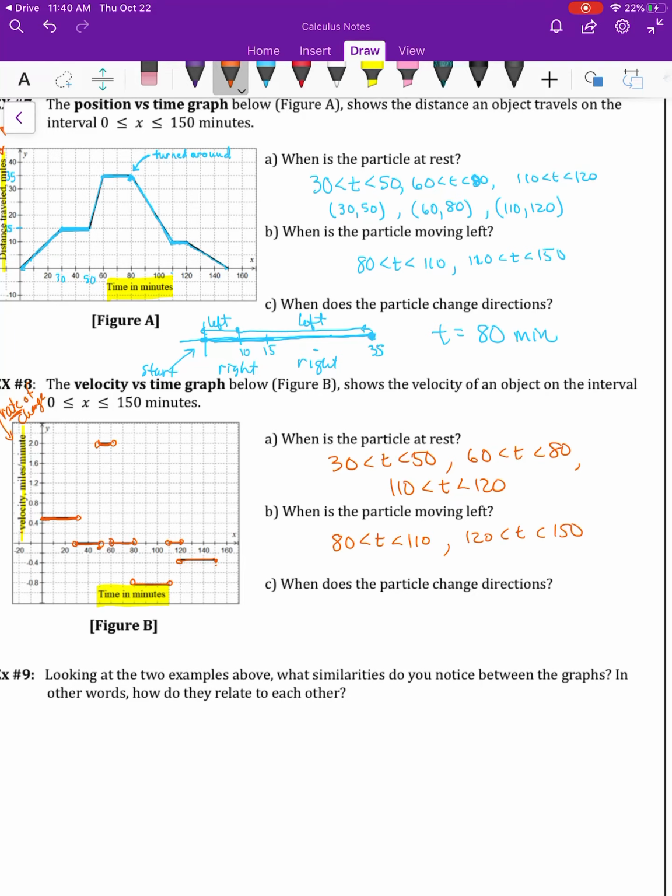And when does the particle change directions? Okay, so when it's positive, it's going to the right, then it stayed, then it went to the right some more, then it stayed, then it turns around. So it changes direction at t equals 80 minutes. And like I said, you can tell because it goes from being a right-hand movement, a positive velocity here, to this negative velocity here, okay? So right there at 80 is where it changed.